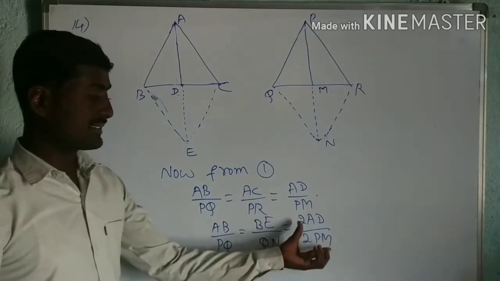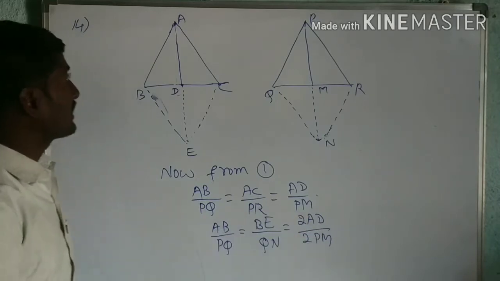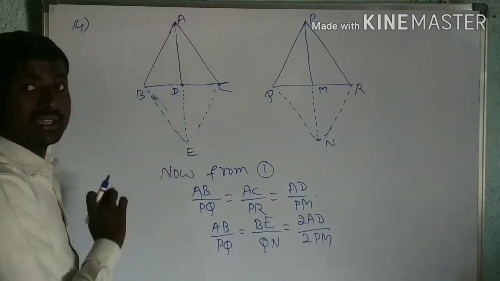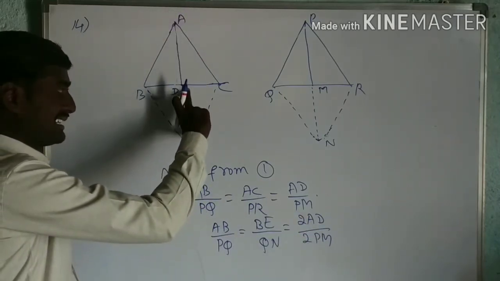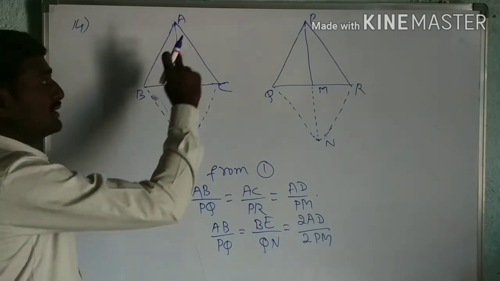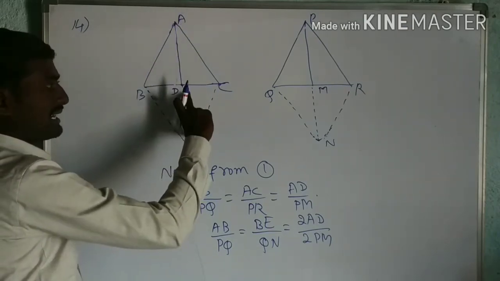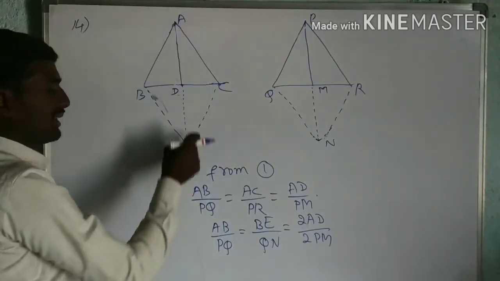Why have I written like this? 2AD is nothing but what? 2AD is nothing but AE, because I constructed DE equal to AD. So AD plus AD, it means 2AD. 2AD is nothing but what? AE.